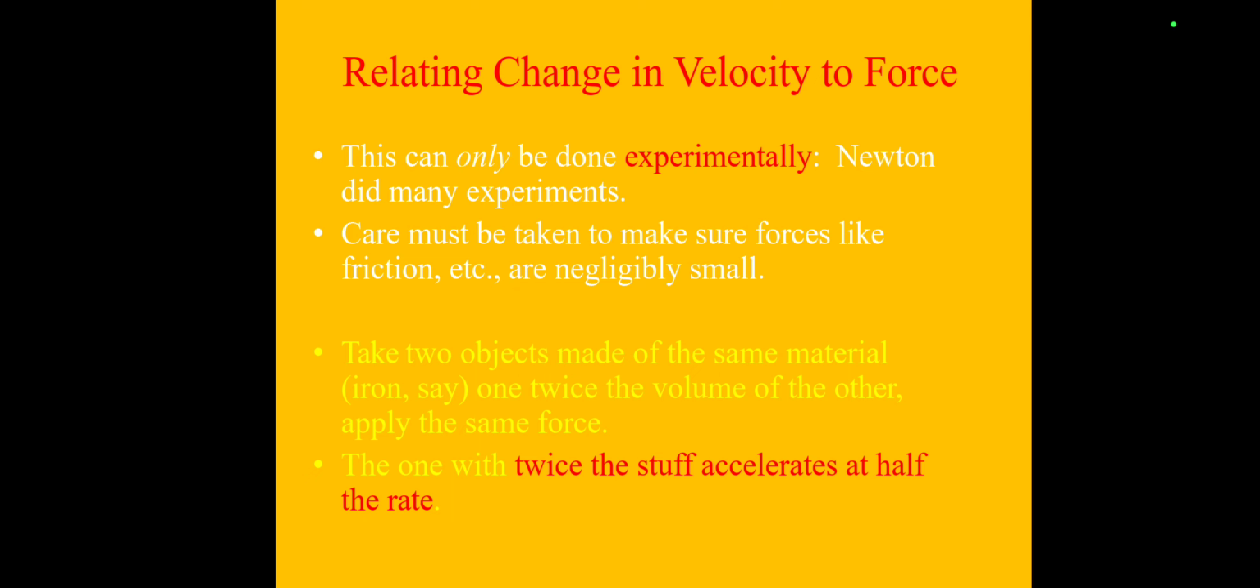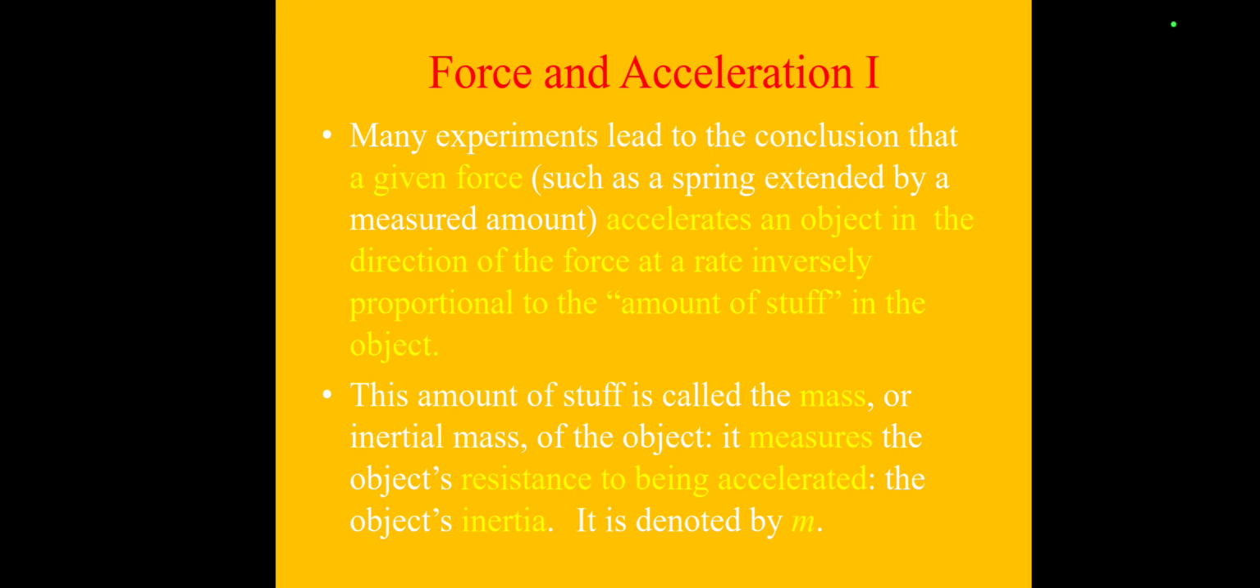Okay. So take two objects made of the same material, iron, one twice the volume of the other, and apply the same force. The one with twice the stuff accelerates at half the rate. That means if we are ignoring friction forces, then it requires much more force, and it is nothing but the change in velocity related to force and acceleration.